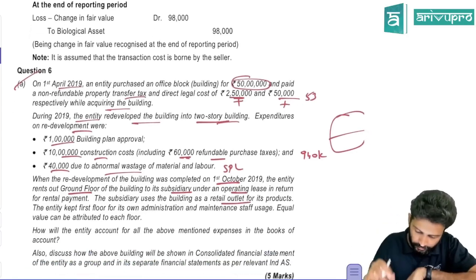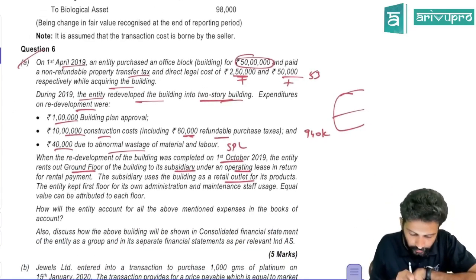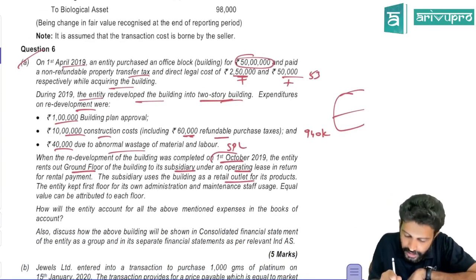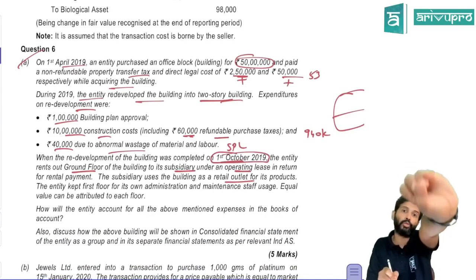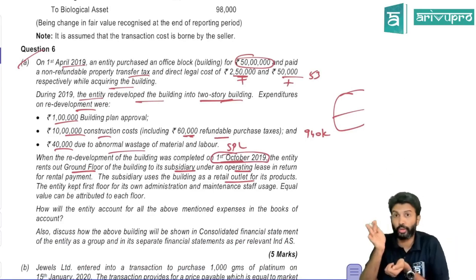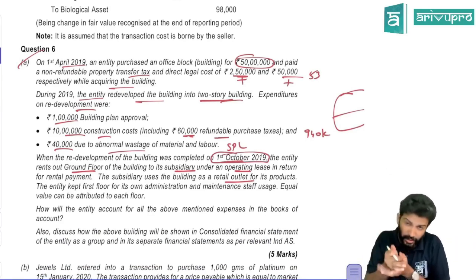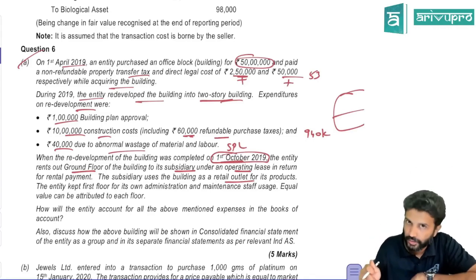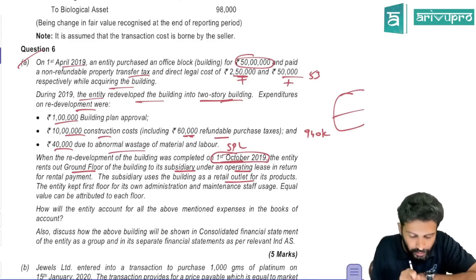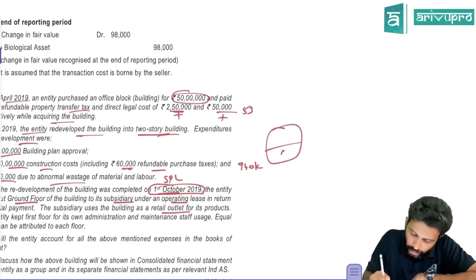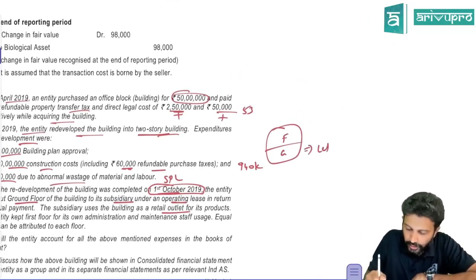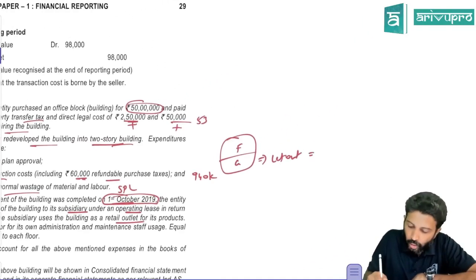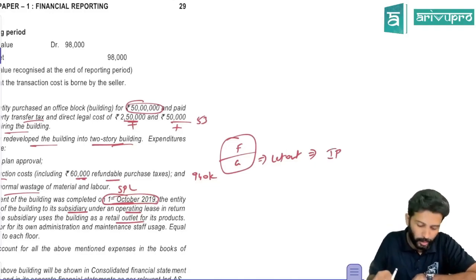Now what they're saying: the redevelopment of the building was completed on 1st October. So that means the asset is available for use on 1st October. That is important for us, because the moment the asset is ready for use, you start depreciation. So depreciation starts from 1st October 2019. Keep that in mind. The entity rents out the ground floor. So this is the ground floor, this is the first floor. The ground floor they have let out, which means obviously this is an investment property.